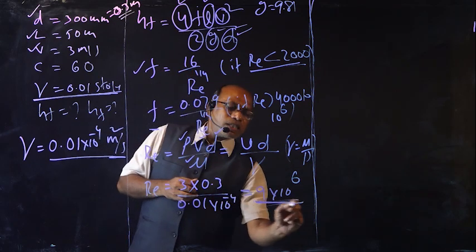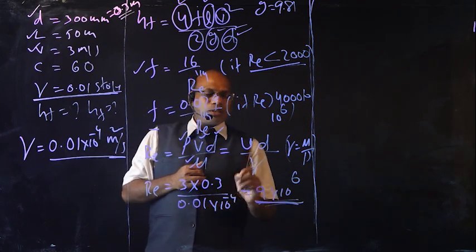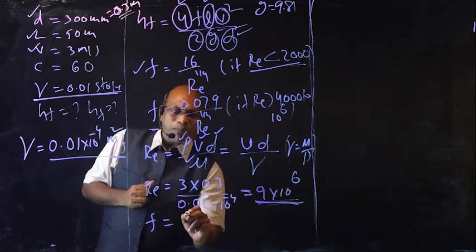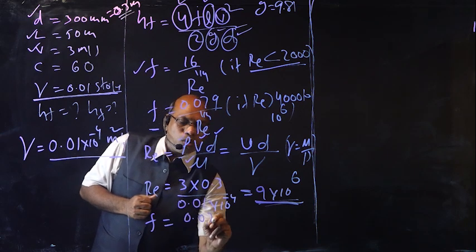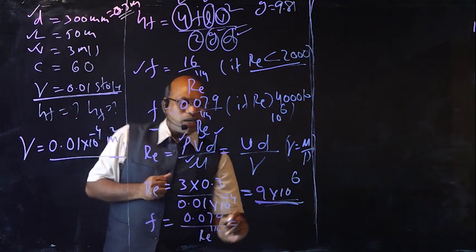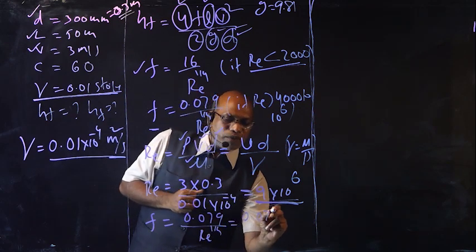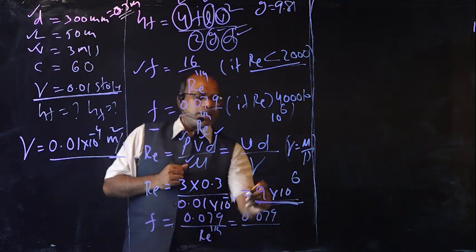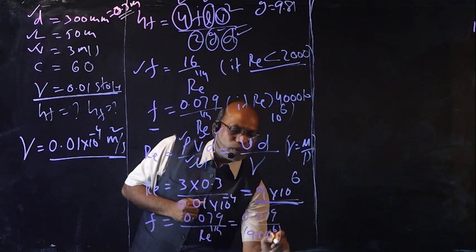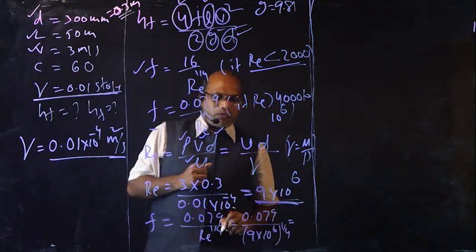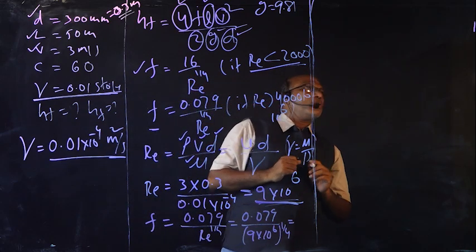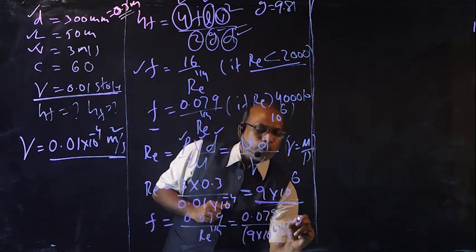Therefore, the coefficient of friction f is determined by using the formula f is equal to 0.079 divided by Re power 1 by 4. That is equal to 0.079 divided by 9 into 10 power 6, whole power 1 by 4. This is equal to, friction factor is equal to 0.00256.